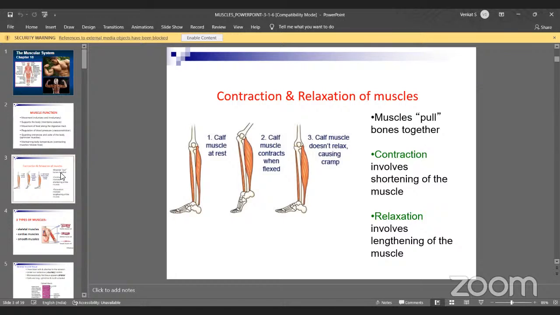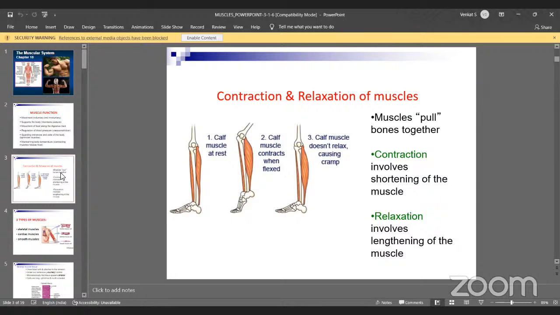Then the second one, contraction. So how do the contraction movements go from one place to another place? These movements help in the relaxation of muscles and the functions of muscles. Contraction involves shortening of the muscles. Then relaxation involves lengthening of the muscles.